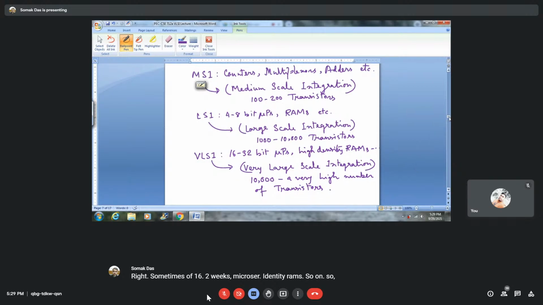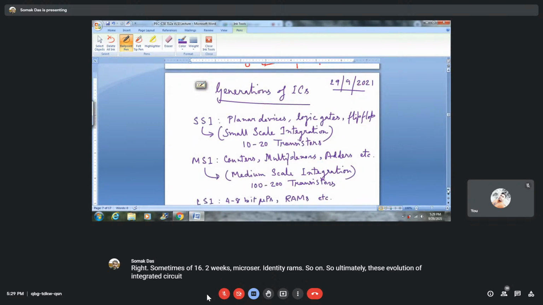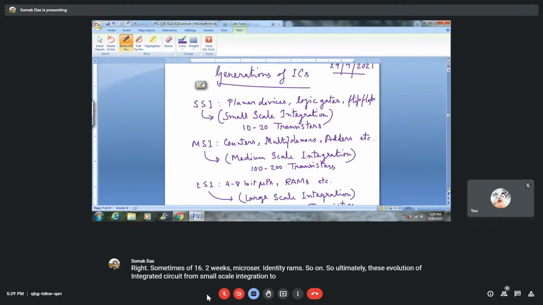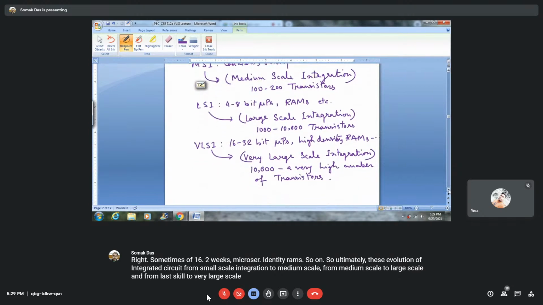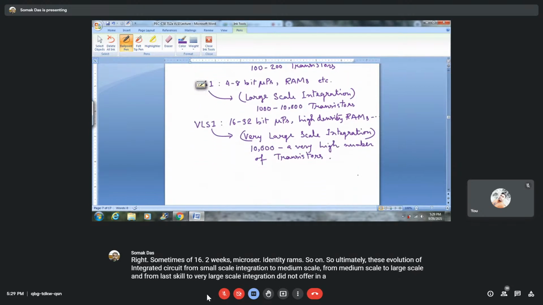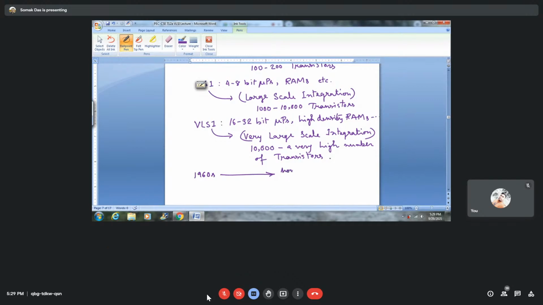So ultimately, this evolution of integrated circuit from small scale integration to medium scale, from medium scale to large scale, and from large scale to very large scale integration did not occur in a short time. Rather, it started in the 1960s and moved beyond 2020.